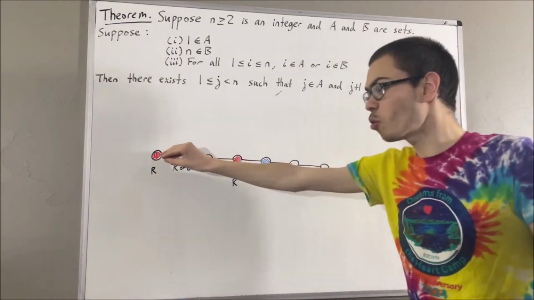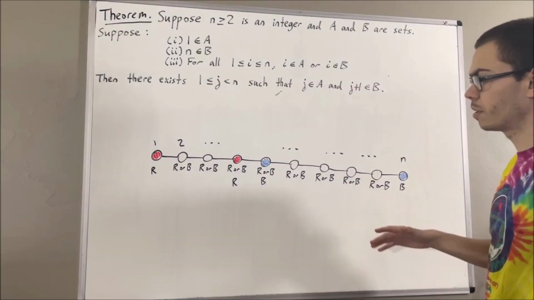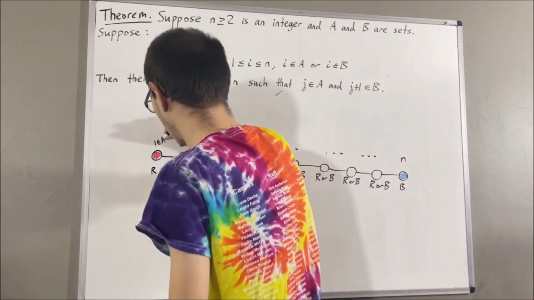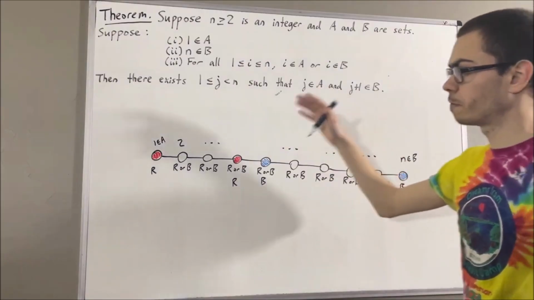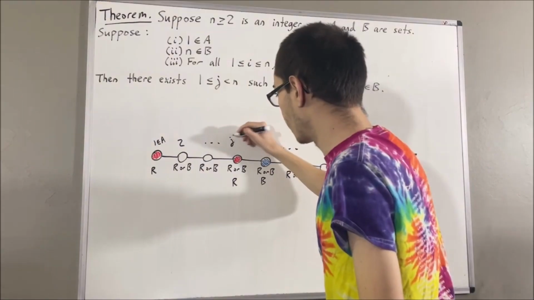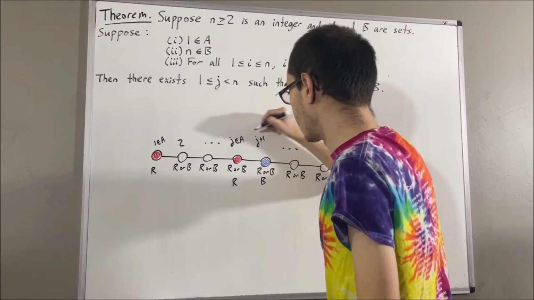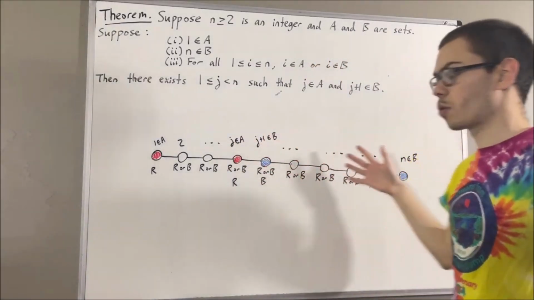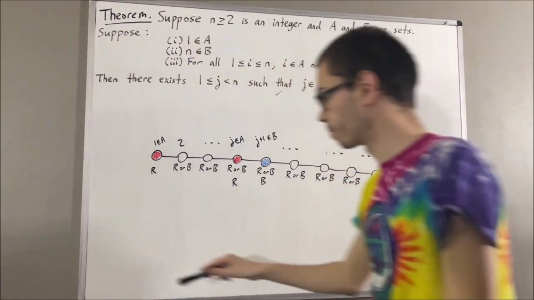And so if we enumerate these points 1 through n, well then, we'll say to be a red point means we're an element of A. We'll say to be a blue point means you're an element of B. Well then, we must be able to find a pair of adjacent integers between 1 and n. We'll call j and j plus 1, such that j is an element of A and j plus 1 is an element of B. So that's really what's going on here visually. So now, let's get into proving this theorem.